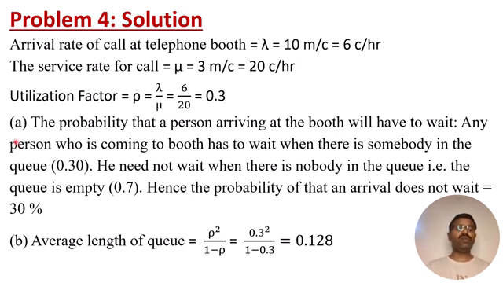So now what we need to find out is the probability that the person arriving at the booth will have to wait. If any person coming to the booth has to wait when there is somebody in the queue, that is equal to 0.3. He need not wait when there is nobody in the queue, that is the queue is empty, that is 0.7. Hence the probability that an arrival does not wait is equal to 30%, and the average length of the queue is equal to rho square by 1 minus rho, that is 0.3 square by 1 minus 0.3, that is equal to 0.128 is the average length of the queue.